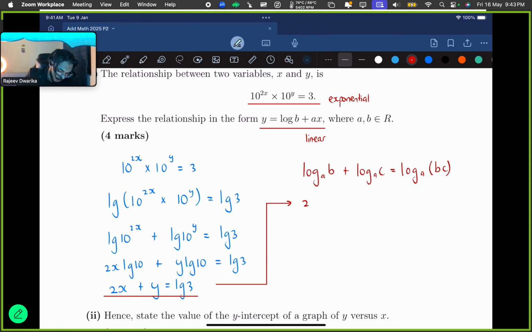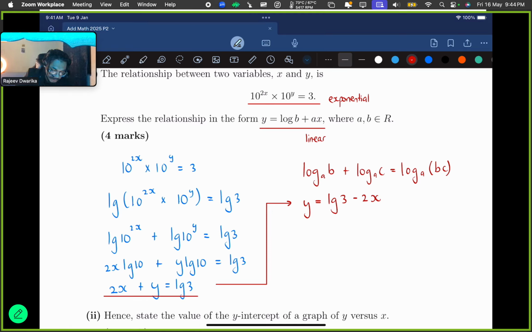We're going to move across y to the other side. Yeah, we're going to move across. But then you get minus 2x, huh? Yeah. Well, let me ask this question, I could write this as plus minus 2x. So is there really a problem? Because that's correct, the correct answer is y is equal to log 3 minus 2x.